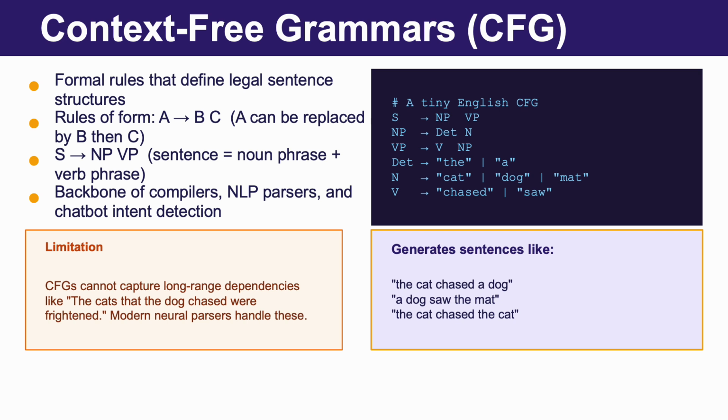Parsing is important because meaning often depends on structure. Two sentences can contain the same words but have completely different meanings depending on how those words are grouped. A parser makes the structure explicit so that downstream systems can use it.